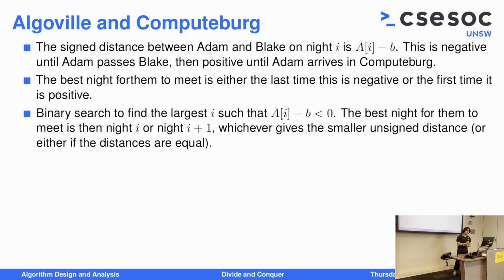Yeah. So the solution, as I said, doesn't involve binary search. So we binary search to find the largest i such that A_i minus B is less than 0. So the best night for them to meet is then either night i or night i plus 1, where night i is the one just before it, and night i plus 1 is the one either exactly on it or just past it. And whichever gives the smaller unsigned distance, or if either of the distances is equal, that will be the answer.